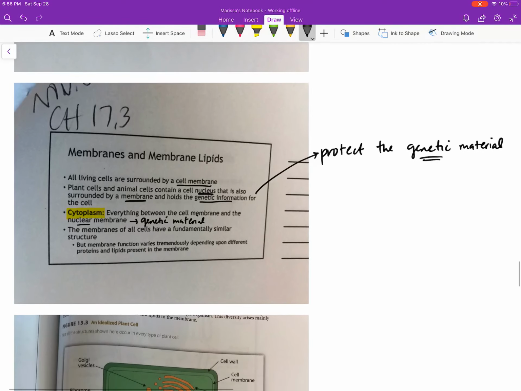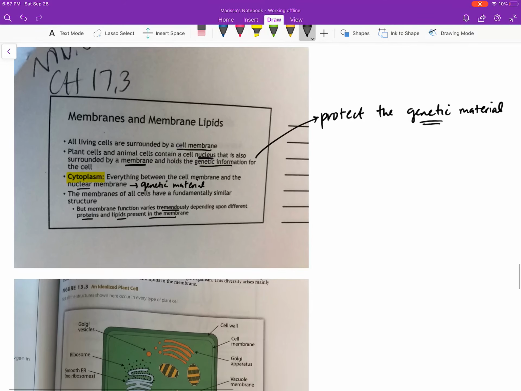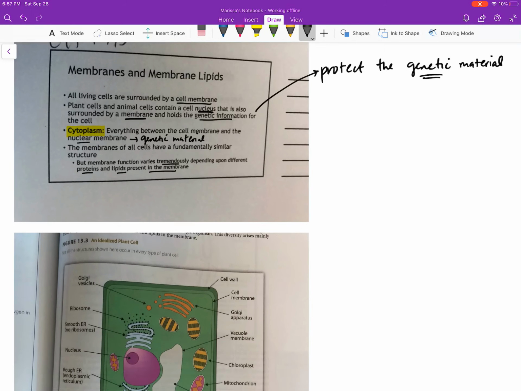So that's the cytoplasm. And then the membranes of all cells have a fundamentally similar structure, meaning they share a lot of similarities, but they're different in slight ways. Membrane function varies tremendously depending upon different proteins and lipids present in the membrane. So there's small changes that make them very unique, but structurally they seem to have very similar features.